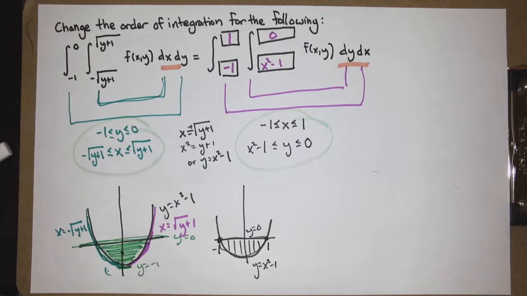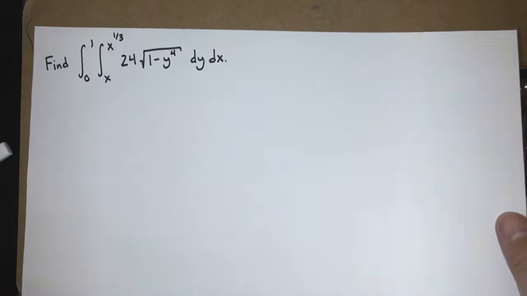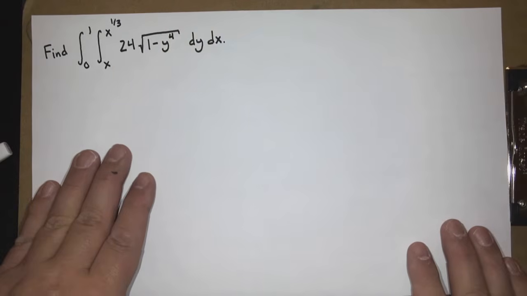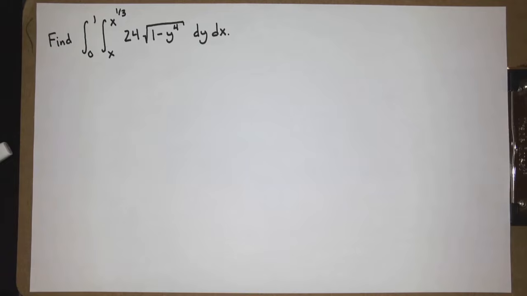All right. We have a few minutes. I think we can do one more. One last problem to finish it up before we take our break from integration. So, find the integral from 0 to 1, integral from x to x to the 1/3, of 24 square root of 1 minus y to the 4th dy dx.